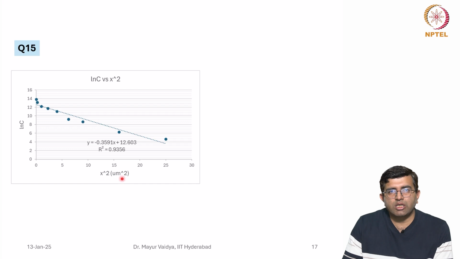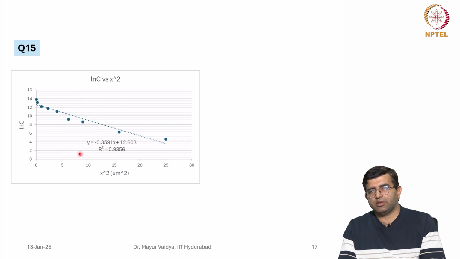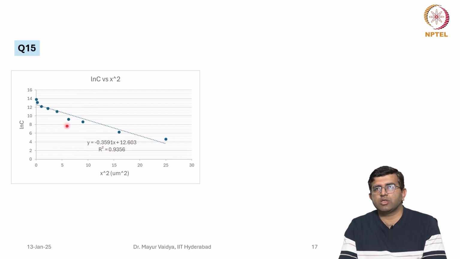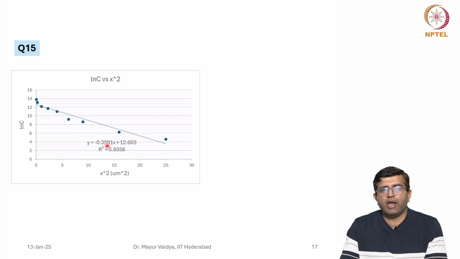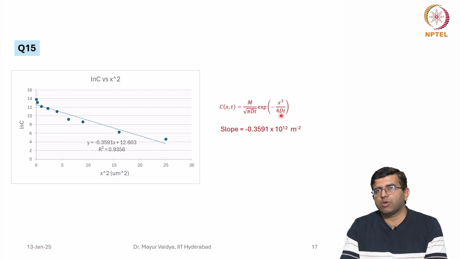This is a micrometer square here. So, the slope of this you can obtain here. You can use either Excel or Origin or any other software which allows you to fit this data, and you get the value as this. So, this is the slope. Remember, the slope is negative, and the slope is related to the diffusion coefficient like this. So, this is the equation, and the slope is equal to minus 1 by 4 dt.